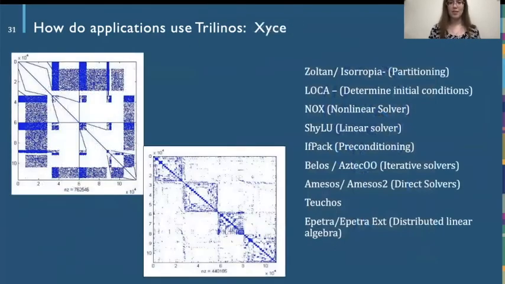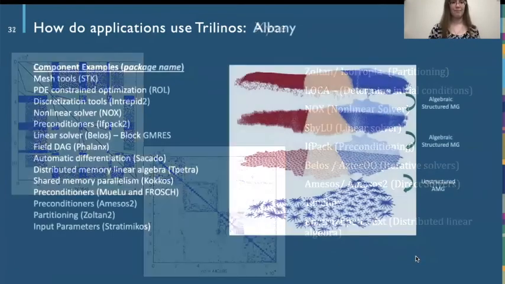Similarly, Zeiss uses Zoltan and Isorropia. Zeiss actually uses the Epetra stack, the older stack, rather than the Tpetra stack. It uses Teuchos, ShyLU, Belos, NOX, LOCA, and other packages.